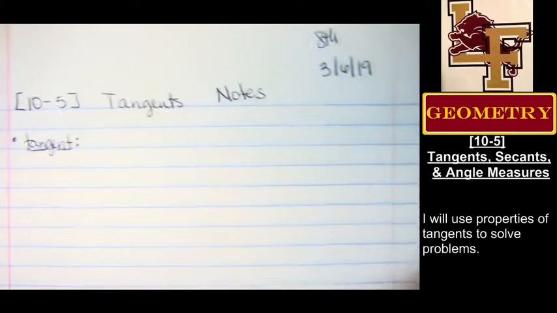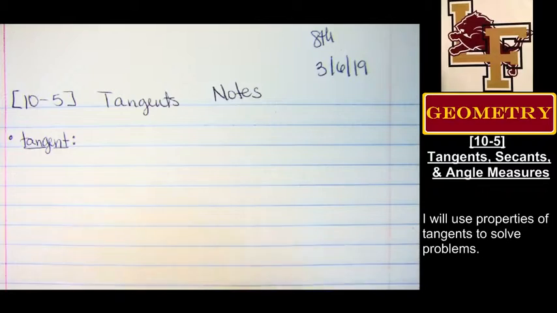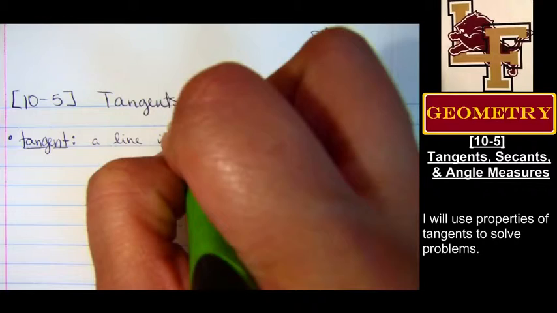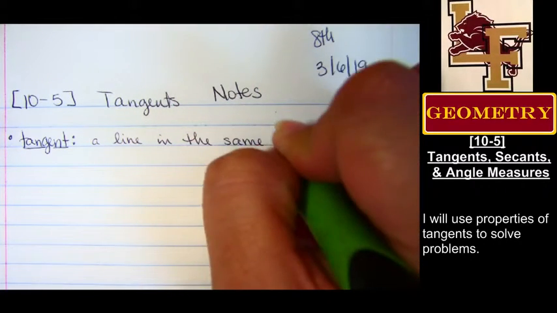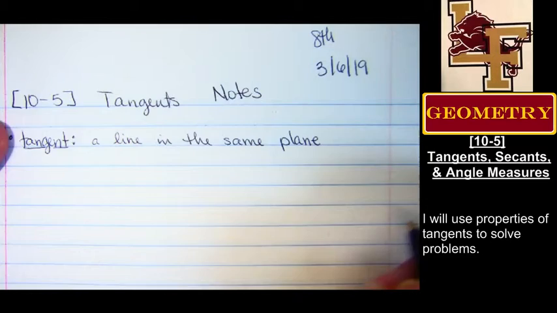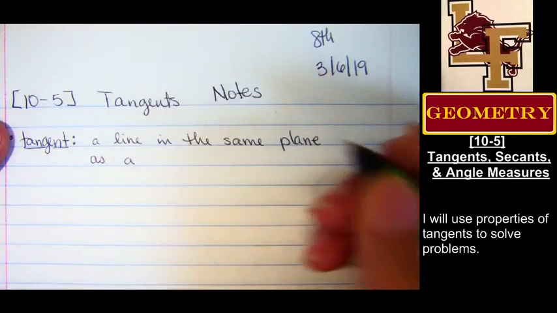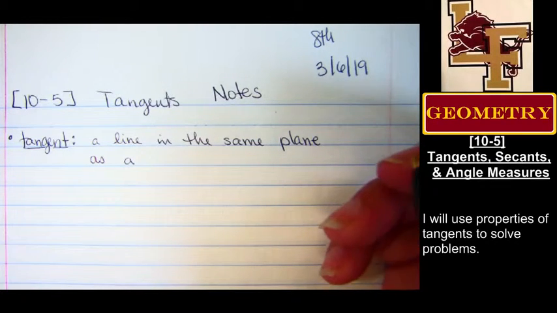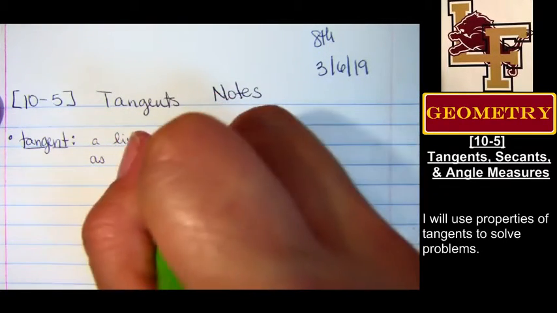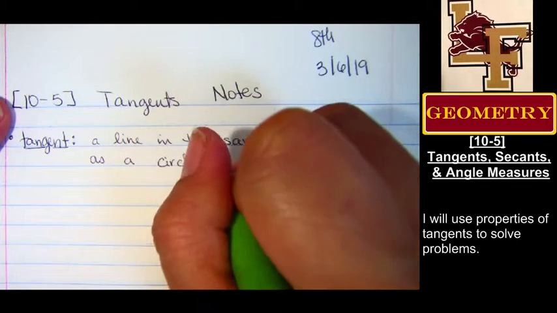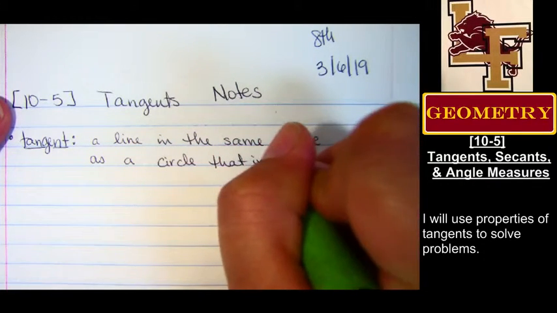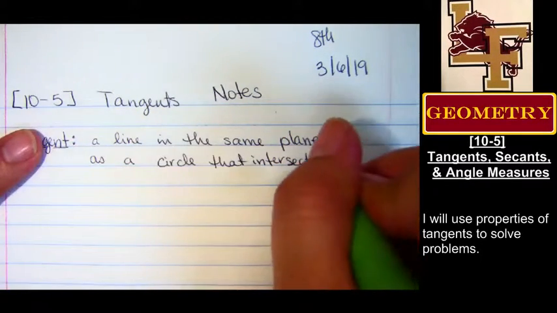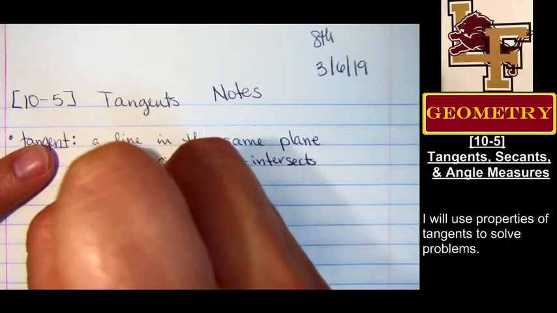So what a tangent is, if you were to draw it, is a line in the same plane as a circle. So this line and this circle are drawn on the same bit of wall. Someone graffitied a line and a circle on the same bit of wall. And this line and this circle are running into each other. They're intersecting. And they intersect at one point. Just one.